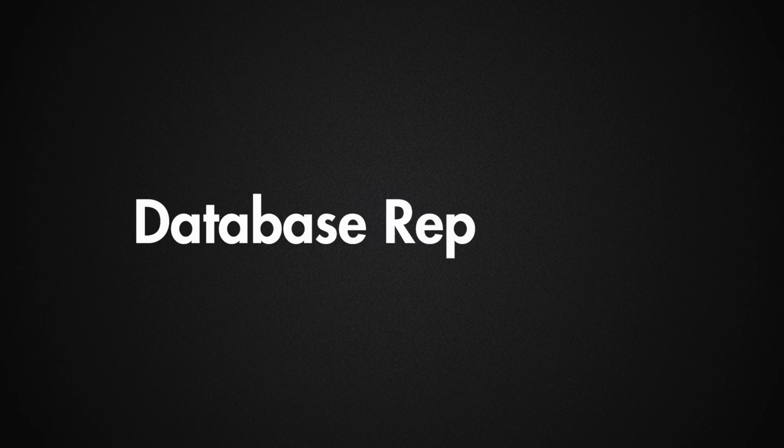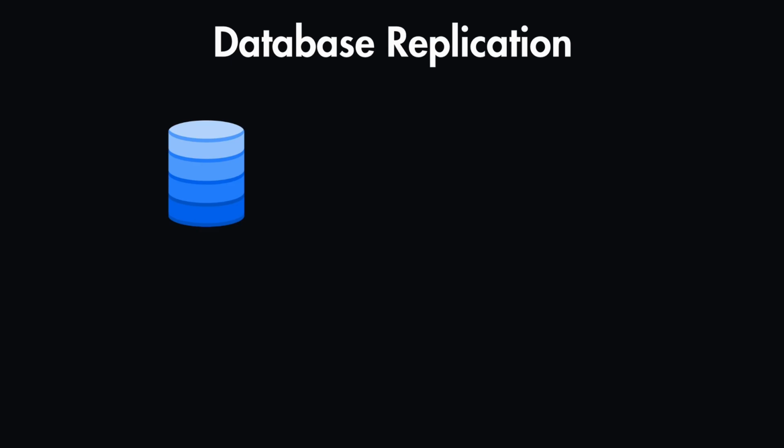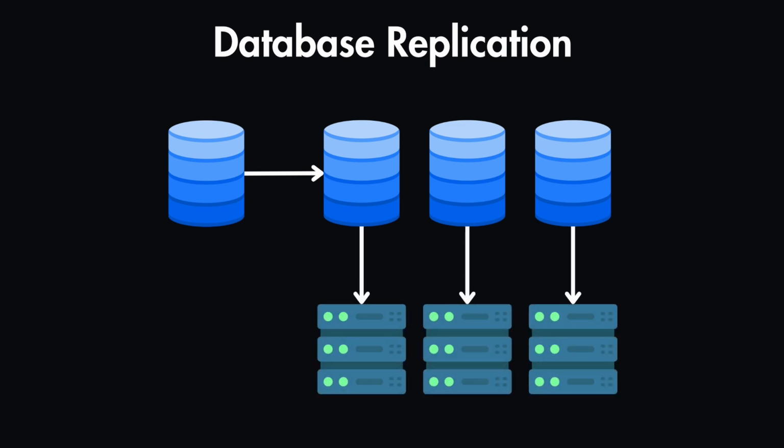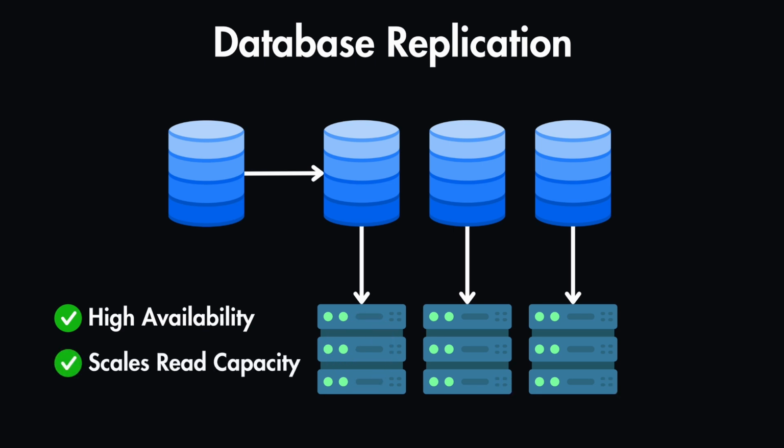Let's start with database replication. At its core, database replication involves creating multiple copies, also called replicas, of a database and then distributing them across multiple servers. And this ensures high availability because it provides a safety net against database failures. If one of our databases goes down, the application can still switch to another replica, and this will make sure that they will get uninterrupted service and high availability. And it also scales the read capacity of our database because now we have multiple databases that can serve the data to our users. But how does this replication work?